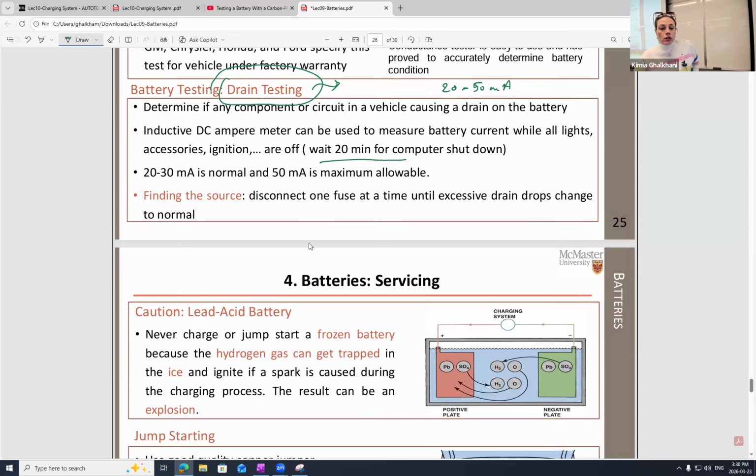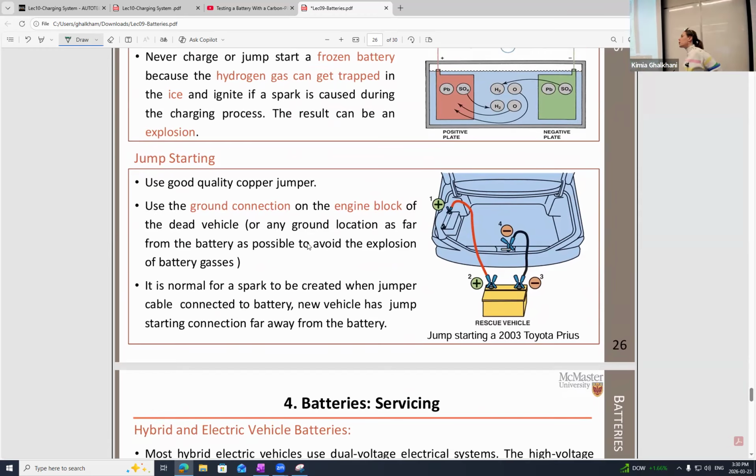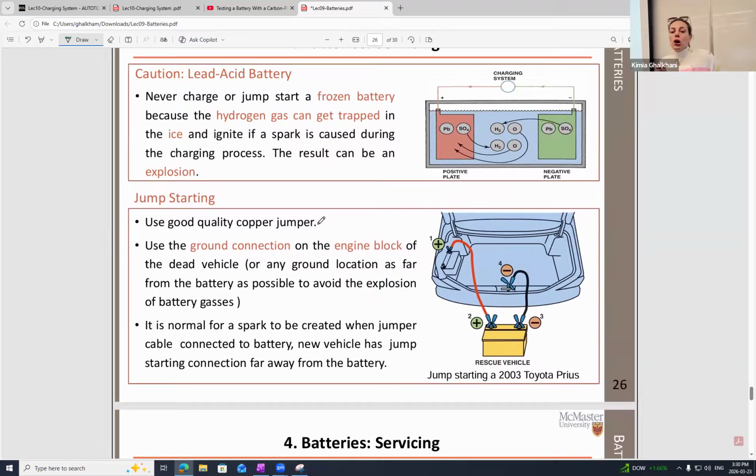Another testing method is probably something that many of you or all of you have experienced, or at least witnessed, maybe your parents did it, which we call jump start. But before explaining the jump start, I'm going to explain what will happen in case you have a frozen battery, which is common here in Canada during the winter time.